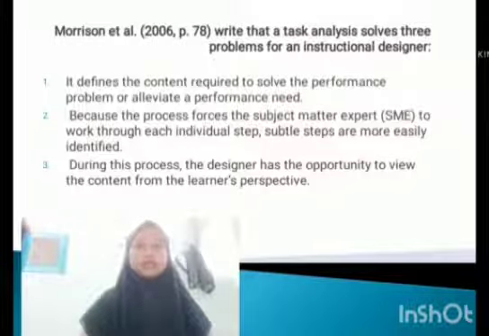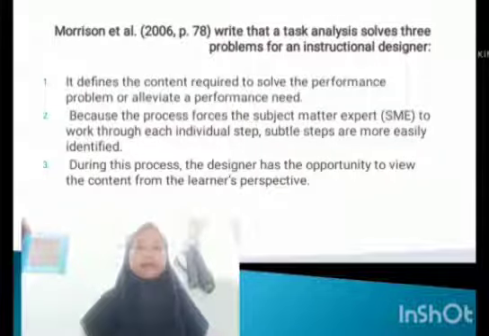And the next is Morrison et al. They write that a task analysis solves three problems for an instructional designer. The first is it defines the content required to solve the performance problem or fill a performance need. Second, because the process forces the subject matter expert to work through each individual step, subtle steps are more easily identified. And the last is, during this process, the designer has the opportunity to view the content from the learner's perspective.